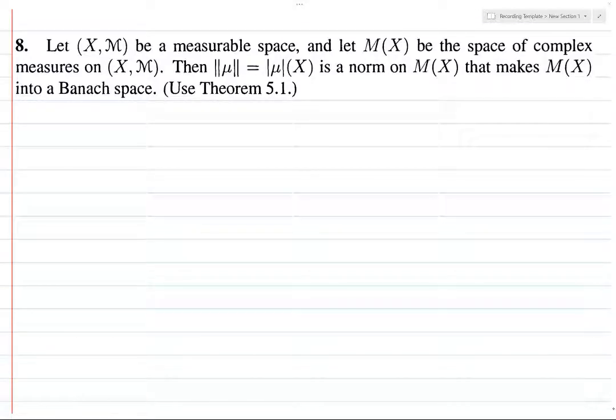Alright, it's been a while, like that Staind song, but I'm back and we're going to do more problems. So here's one that we're going to do, and we've got to prove a bunch of things.